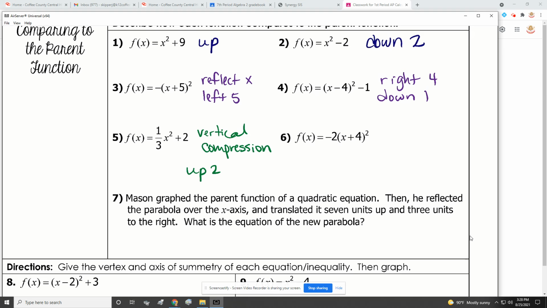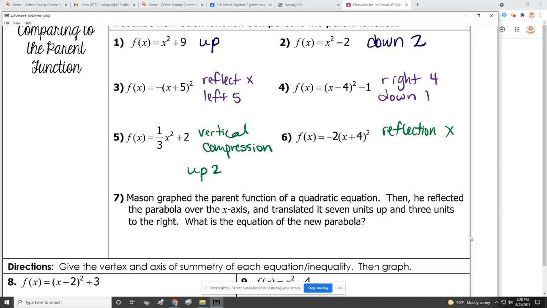And then finally, number 6 actually has 3. The negative is going to be a reflection over the x-axis. Multiplying by 2 is going to be a vertical stretch. And then adding 4 on the inside is going to be left 4.